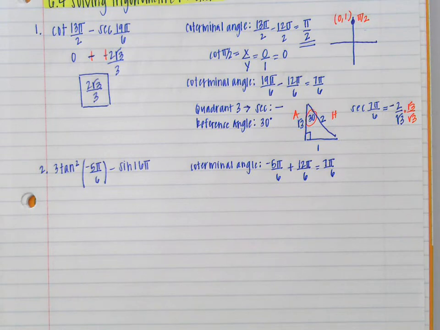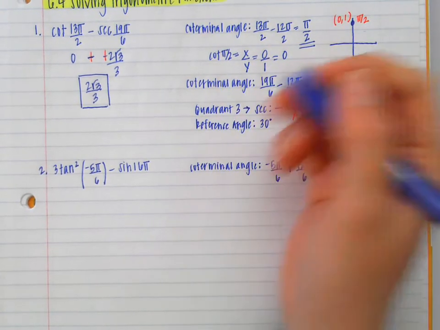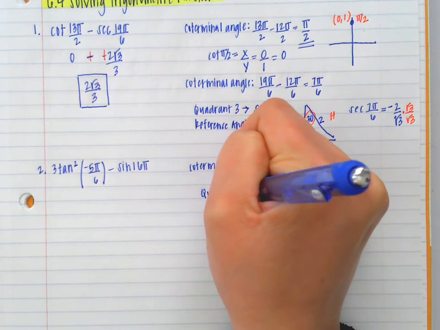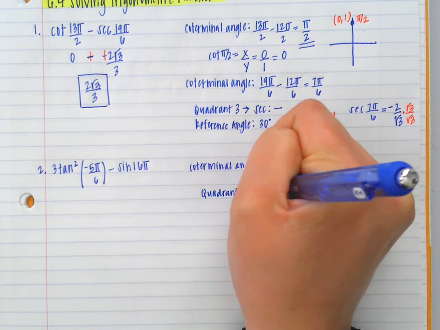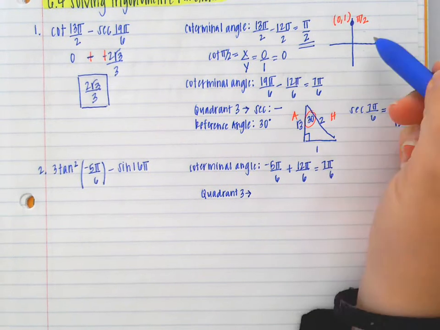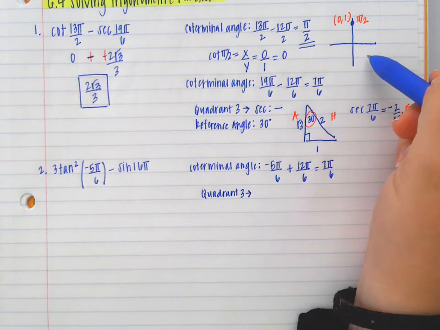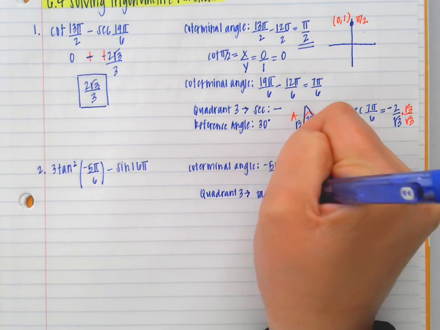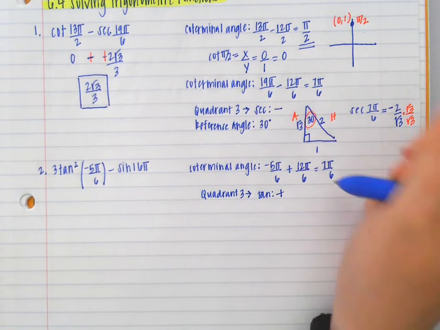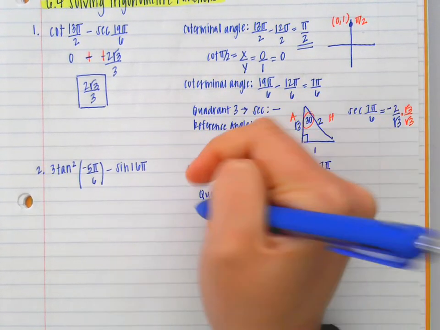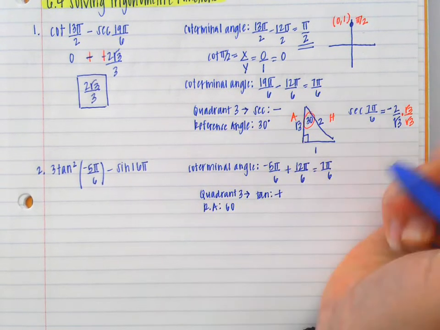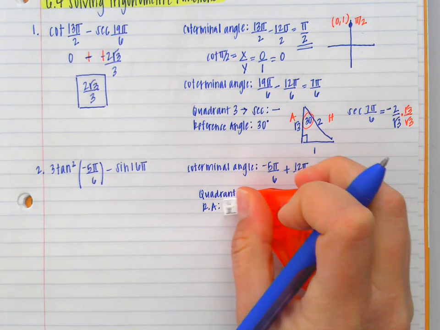Now again, I know we can use the information we know here. We know it's going to be in quadrant 3. And in quadrant 3, all students take classes, tangent is going to be positive. And then my reference angle, because the denominator is 6, is going to be 30. Sorry, I was saying 6 as I was writing it.